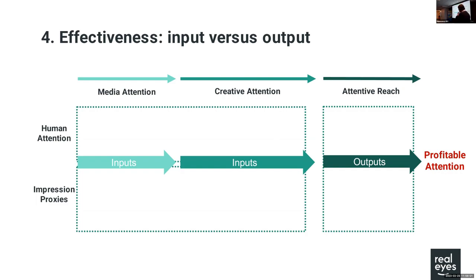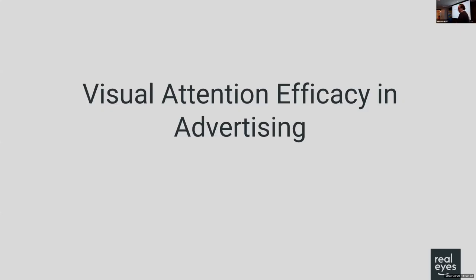Now let's go into the visual attention part. So we've looked at the landscape. What is attention? No one agrees on a definition, but we're going with one: the focus on a stimuli while ignoring others. Then we looked at the different types of attention data, different sources, the different methods. Now let's go into visual attention.